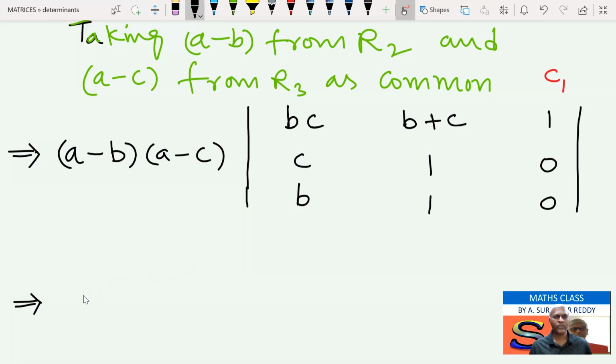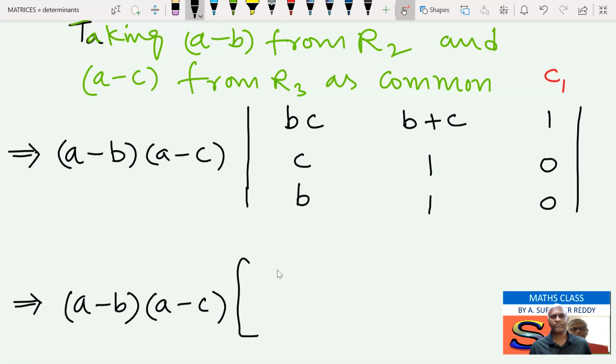I'm taking C1, 1 into its cofactor A minus B. I'm writing this as it is, and into it, now finding the determinant of this.